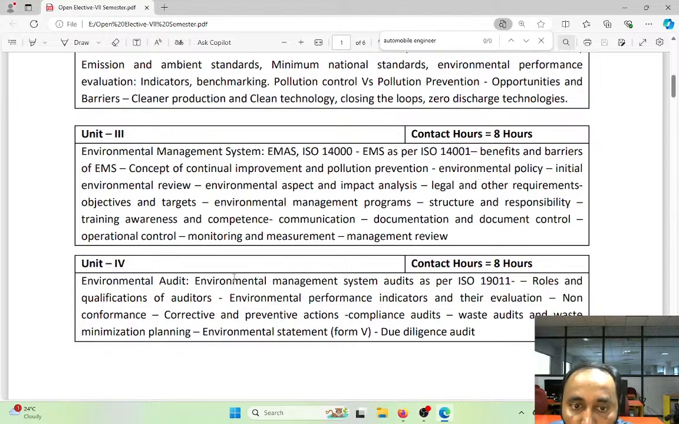It talks about roles, the qualification of the auditors, the indicators that are being provided, and also how a particular audit is done with the minimum plan that comes into the picture, and also the corrective measures that are being provided.